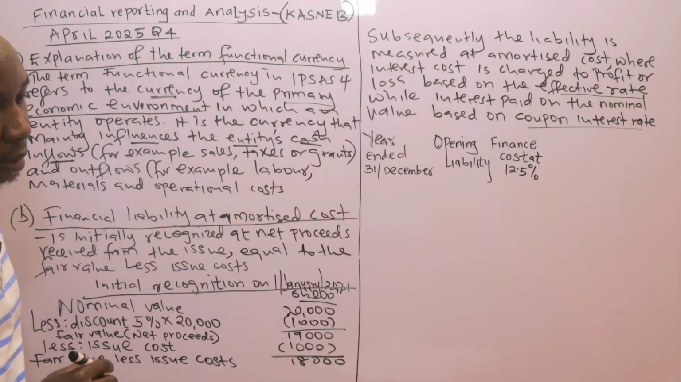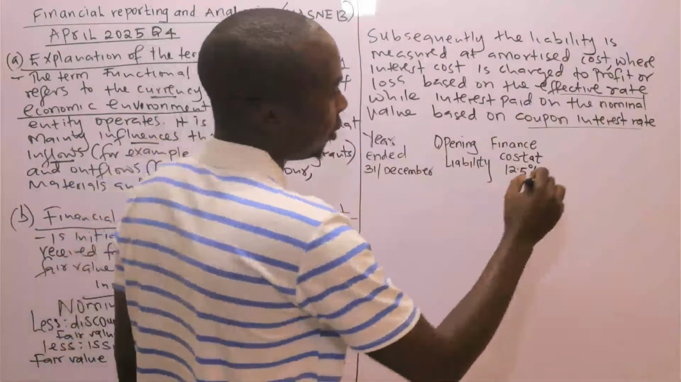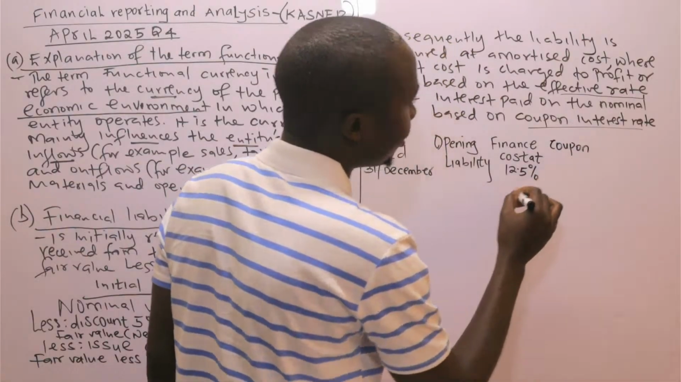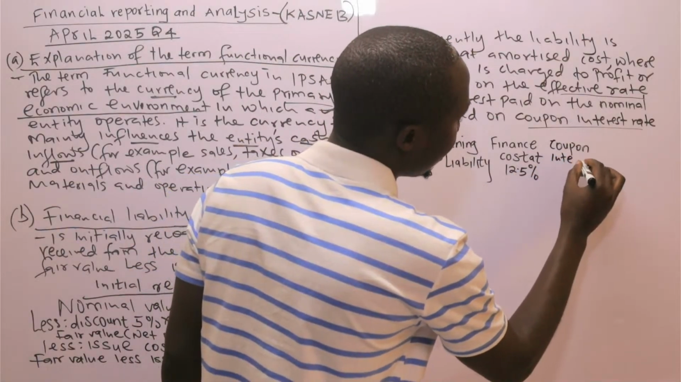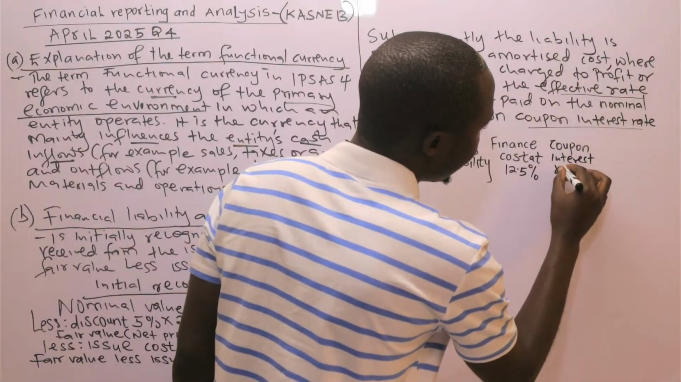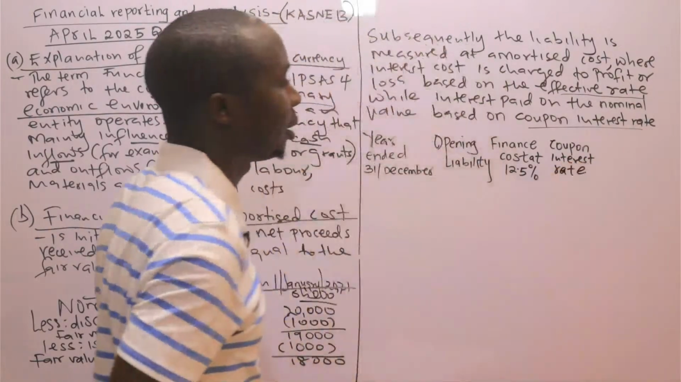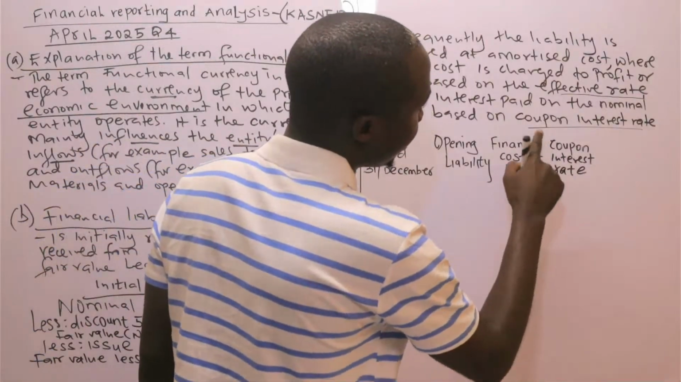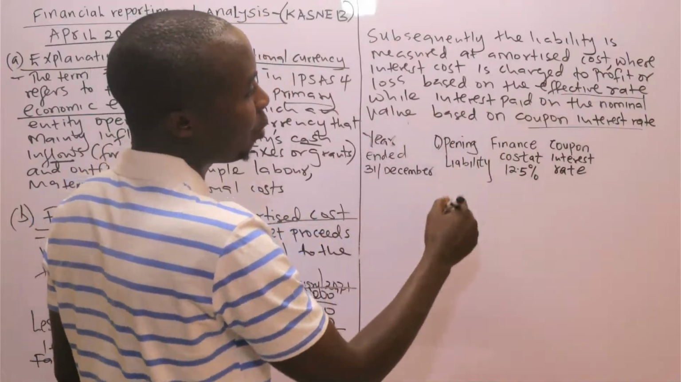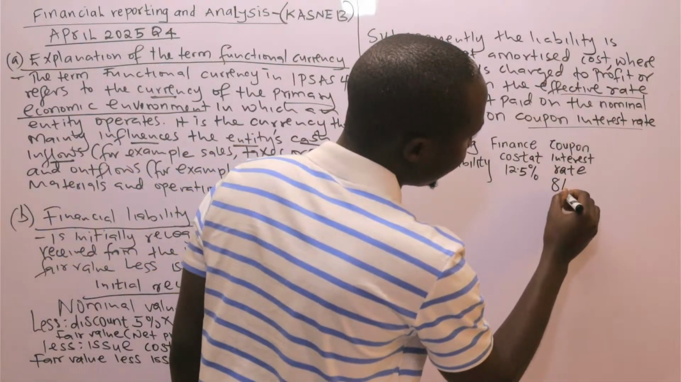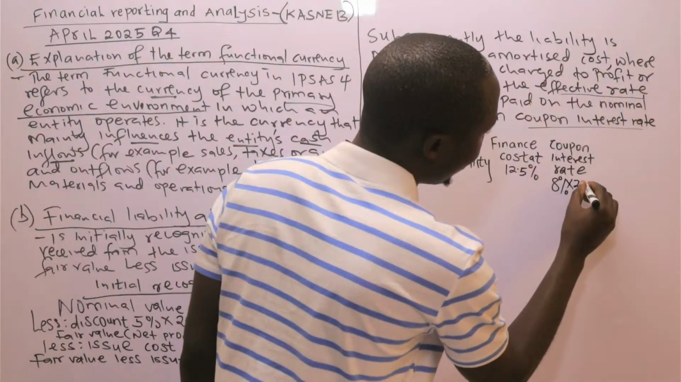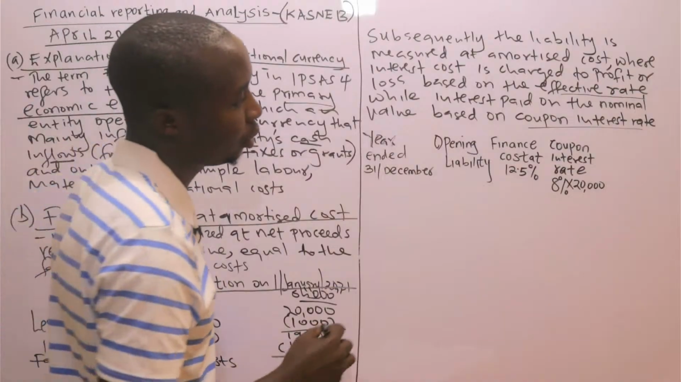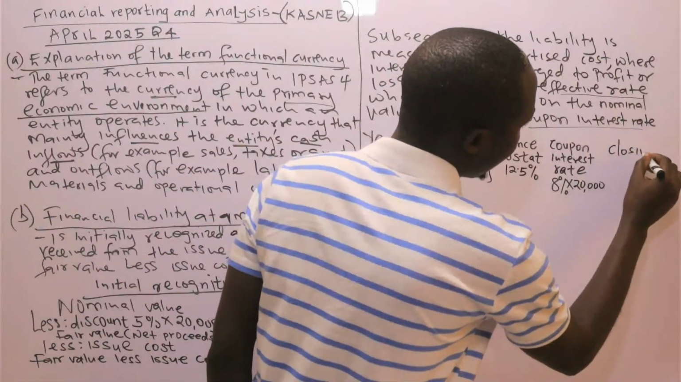So after the interest, we consider now the one for coupon. Coupon interest rate on the nominal value, which is 20,000. That one will be the 8% on the nominal. That is what we said: interest paid on the nominal value based on the coupon interest. So this one I can calculate direct here. 8% of the nominal value. Nominal value is 20 million, so reducing to thousands, that is 20,000. Then up to that point, we will be able to have a closing liability.